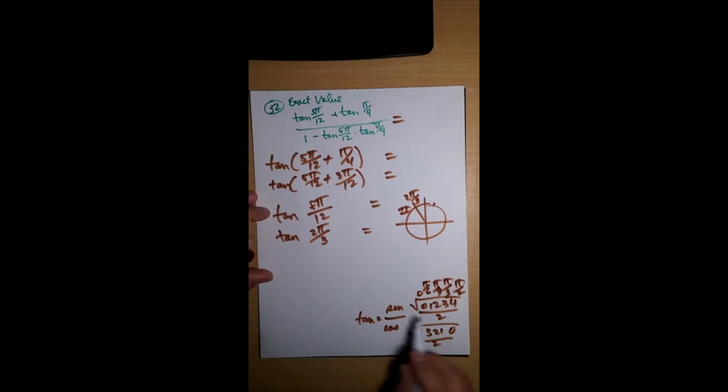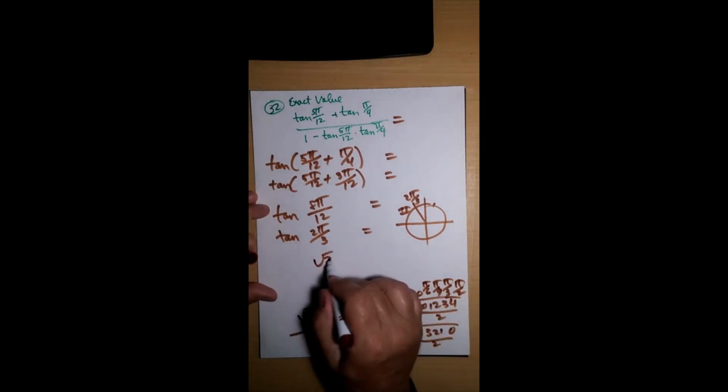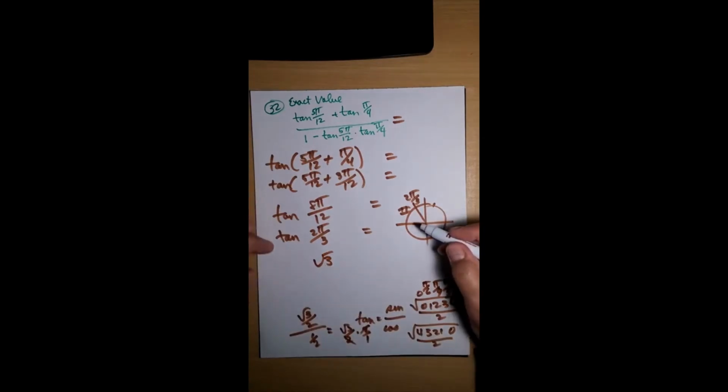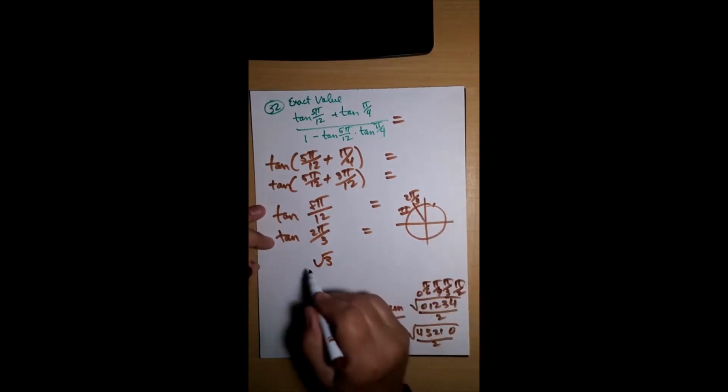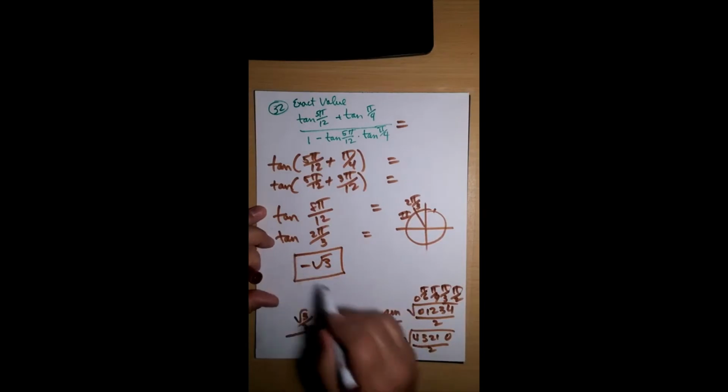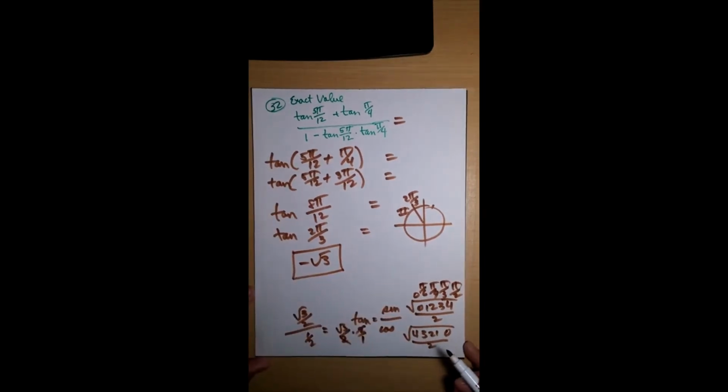The tangent is the square root of 3 over 2 over 1 half. Invert and multiply: the square root of 3 over 2 times 2 over 1. The 2s cancel. It's the square root of 3. In the second quadrant, the tangent is negative. So that is the exact value for that expression.